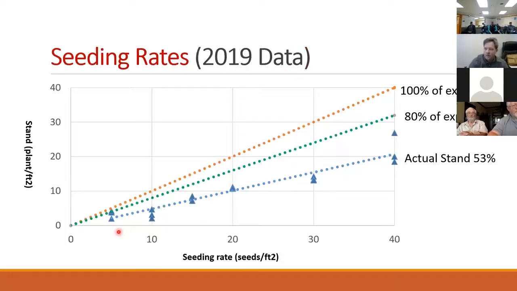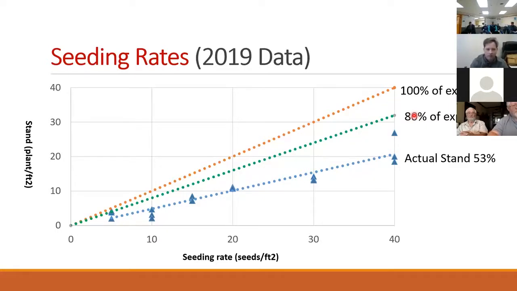And what we observed is that we got in this field an actual stand that was about 50% of what we seeded at. If you're using a seed treatment and you get that, you should change your seed treatment. In fact, if you get anything below 80% of what you expect in terms of emergence, you should look at other seed treatments.